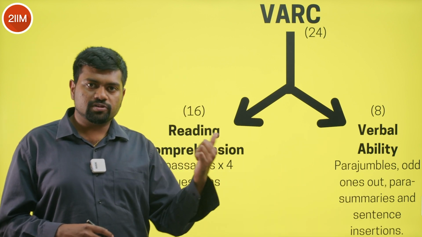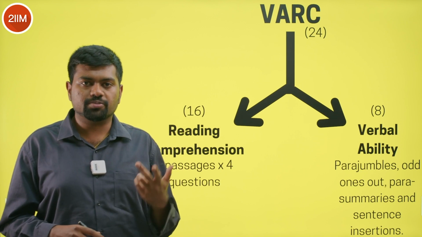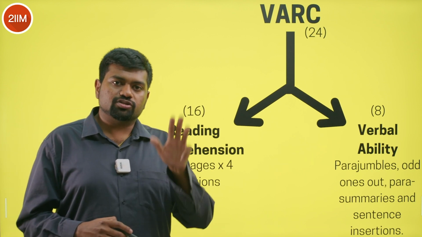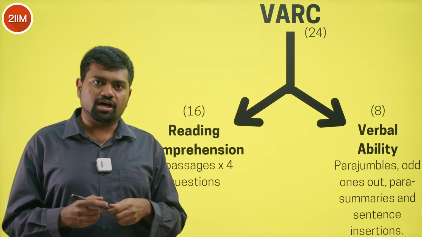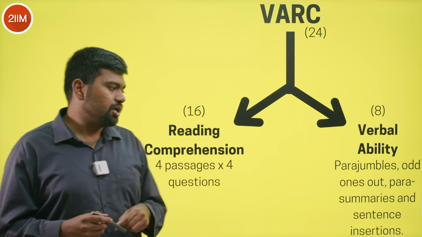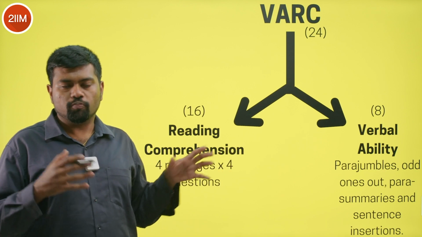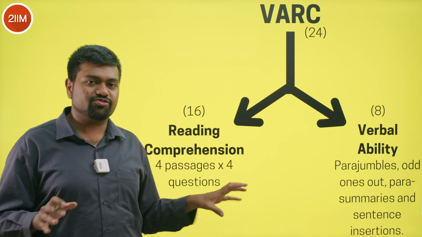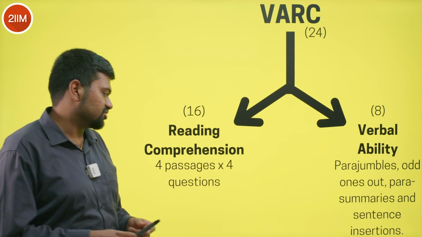So there are para jumbles, there are odd ones out, there are sentence insertion types, and finally there are para summaries. So there are 4 types which are very common, which CAT has been testing its aspirants on for the past few years, and for the sake of convention, hoping that this is what they'll do this year too, this is the syllabus as we understand it, and as everybody understands it.